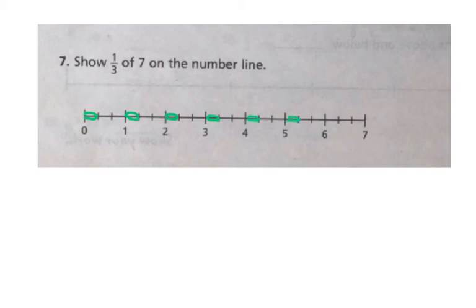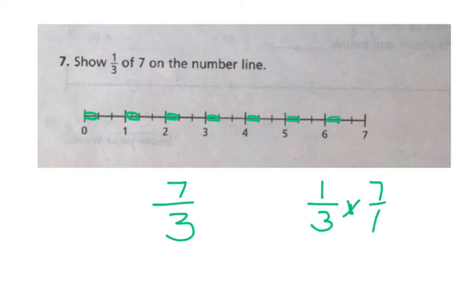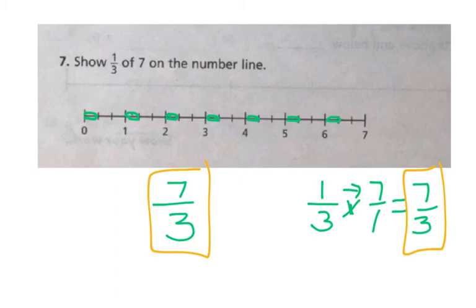We're going to circle 1/3. And you can see that 1/3 of 7 then, if you counted them, would be 1, 2, 3, 4, 5, 6, 7 thirds. 1/3 of 7 would be equal to 7/3. You do not have to reduce that. If you wanted to check your math, you could do the problem 1/3 times 7, and we write 7 as a fraction as 7 over 1, and 1 times 7 is equal to 7, 3 times 1 is equal to 3, and then you can see that they match up. So 1/3 of 7 is 7/3.